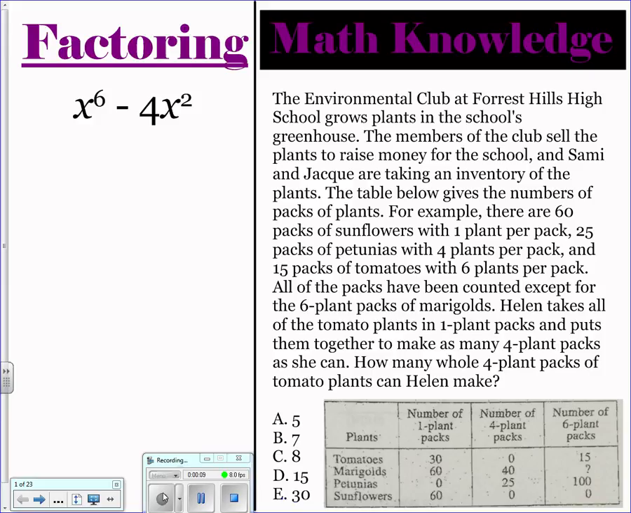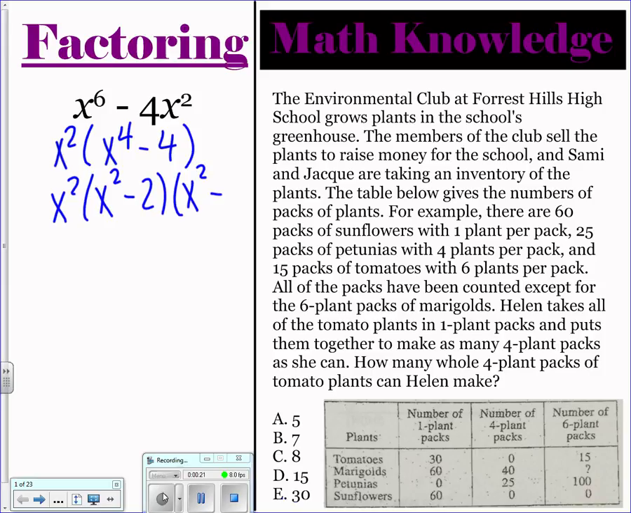So these two both have an x squared in common. And so you factor out an x squared, and you have x to the fourth minus 4 left, which will factor as x squared minus 2 times x squared plus 2. Neither one of those will factor further with integers, so we'll leave it just like that.